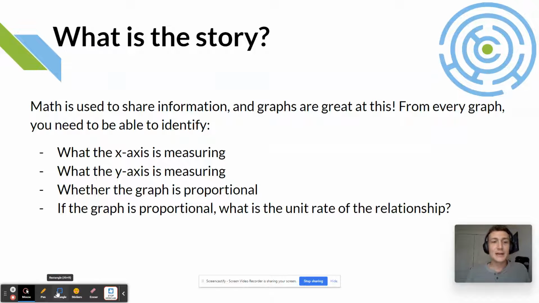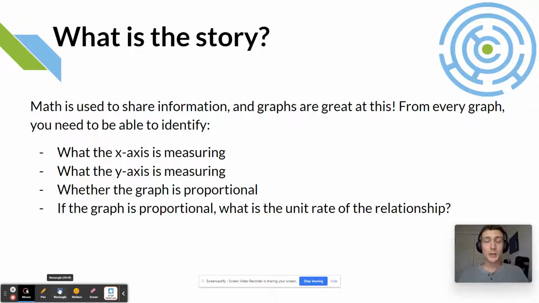All right. Now, notice there's no rectangle. You're lucky this time. You don't need to write these down. So we need to find out what the x axis and y axis are measuring. We need to know if a graph is proportional. And there's two checks that we need to check off to see if it's proportional. So you should know those. And if a graph is proportional, what is the unit rate of the relationship? Now, the unit rate is directly connected to this graph, right? It's only for proportional relationships and only for graphs that are proportional.